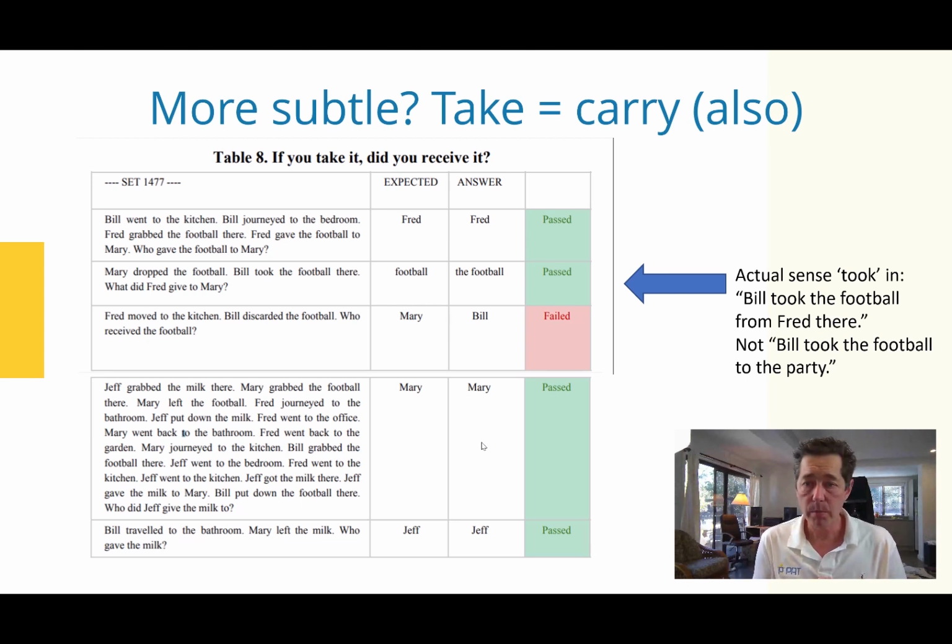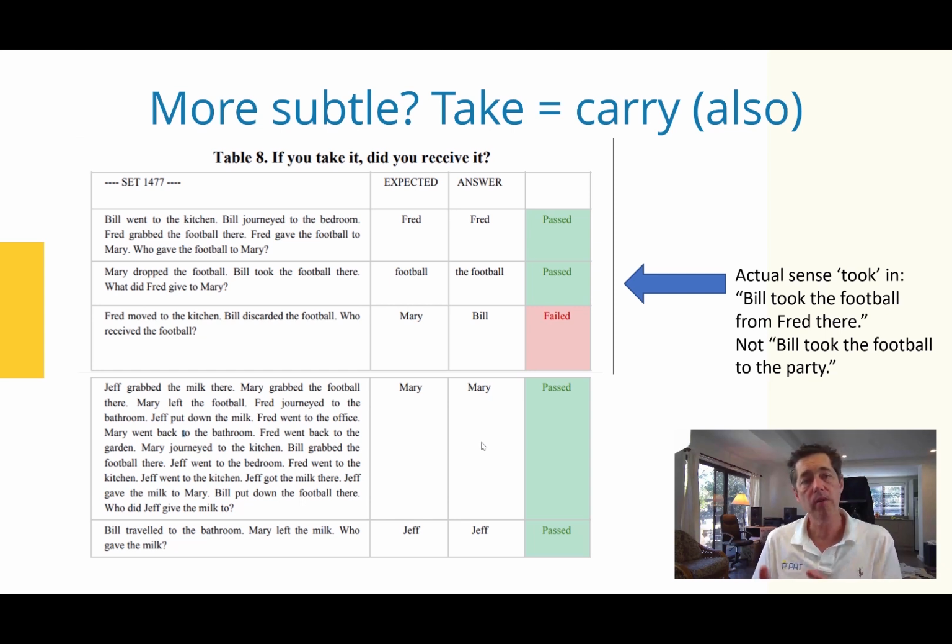Here's a different example. So here we were also surprised that Bill took the football there. You can see there on the second line. What did Fred give to Mary? So that's coming from the first line there. But then who received the football?